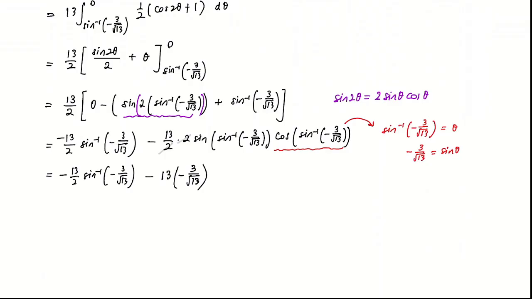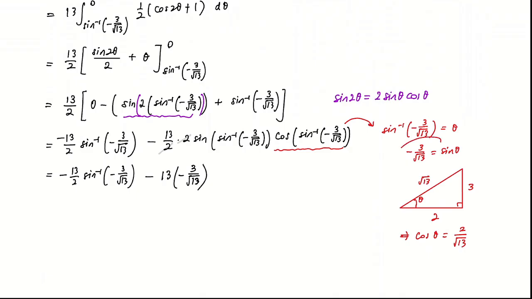Based on this, let's construct a right angle triangle over here. Imagine if this is theta, the opposite is 3, the hypotenuse is root 13. At this point, you can do your Pythagoras, and then this one over here is going to be root 4. So root 4 will give us 2. So this side over here is 2. So what is cosine of this angle? The cosine of this angle is going to be adjacent over hypotenuse.